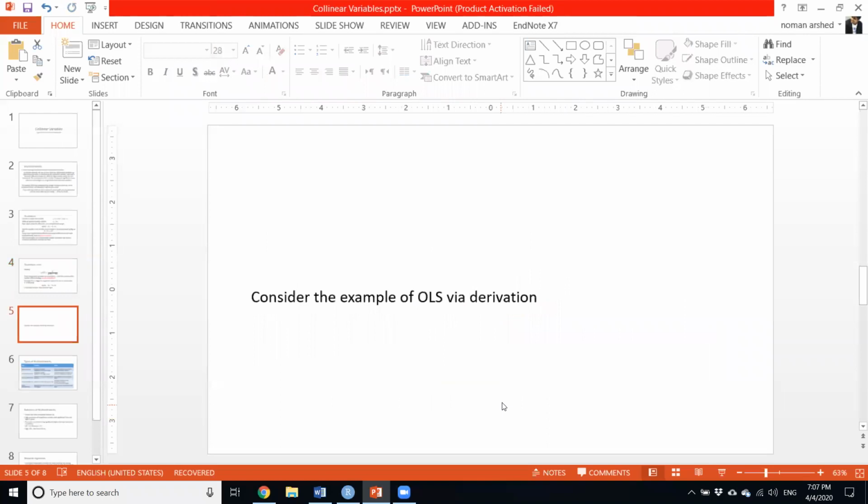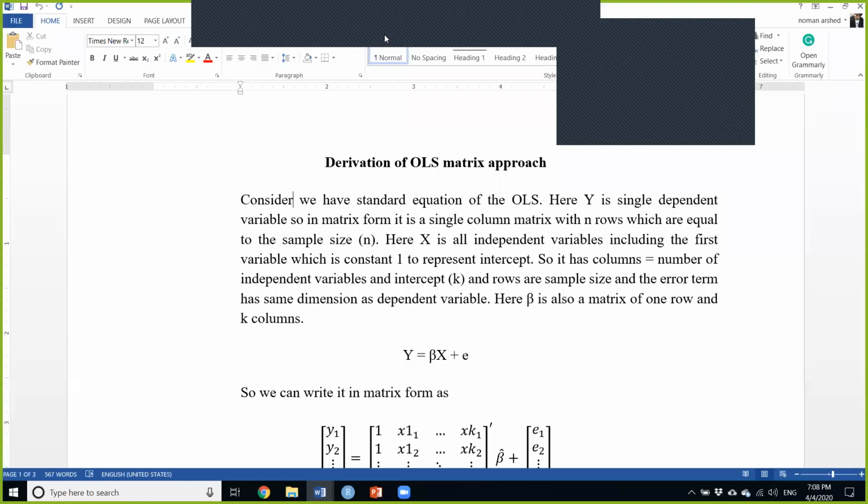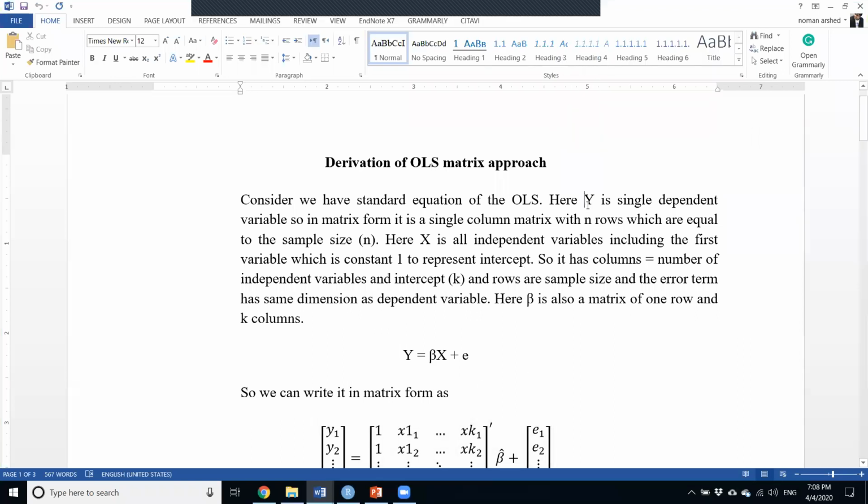Now we go towards the derivation of OLS, and we'll see where in the derivation the concept of multicollinearity plays its role. So consider the model of OLS using a matrix approach. So we have y as a dependent variable and x is a matrix of all the independent variables, and the first variable is a constant, so that the first column gives us intercept. So y is equal to beta x plus e. So this is the matrix form.